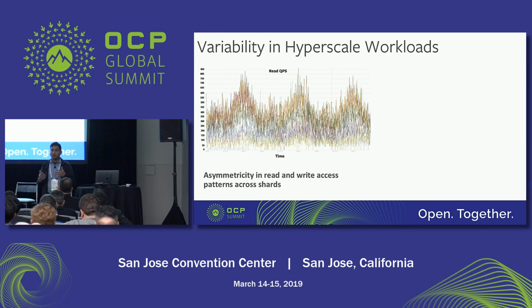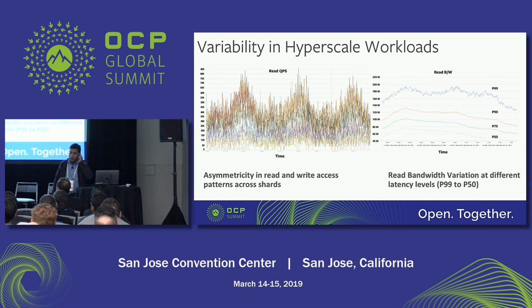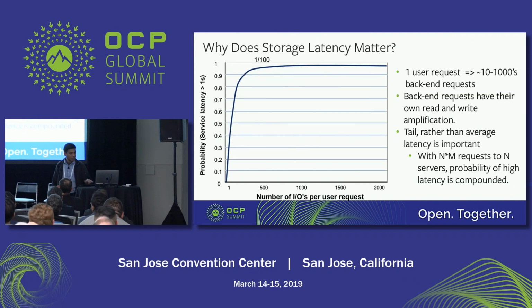So because of the massive level of sharding that we have, we observe asymmetricity in read and write access patterns. The picture on the left shows the asymmetricity across shards for a particular server. As you can see, the read QPS is all the way varying from 10 to 800. Also, the picture on the right shows the read bandwidth variation at different latency levels, all the way from 200 megabytes to 40 megabytes. And that's a 5x variation that we are seeing. And this is for a particular storage space. So we have seen the unpredictability and asymmetricity that exists.